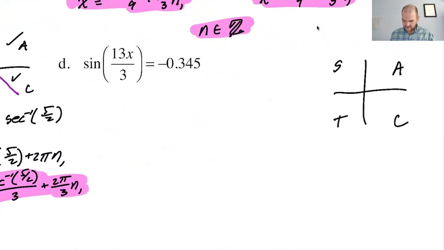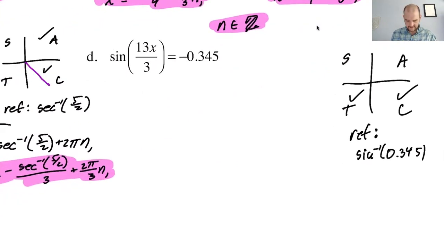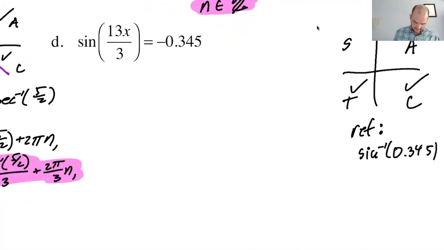You don't really need to label these quadrants every time if you know what's happening. Sign, it's negative, so it's here and here. I know my reference angle is definitely going to be the inverse sine of 0.345. All right, so we get this. And now we're going to say that either 13x over 3 is equal to, so this time there was nothing to rearrange, which is why you can kind of cram it into less space.